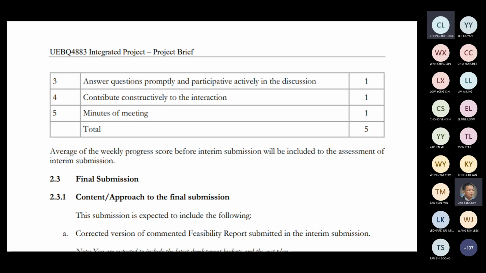So every team, after every studio, you need to prepare the minutes of a meeting. This is for the group mark. So that's why the last one, that's for group. So I would say out of 5 marks here, 4 marks are individual. It seems only the last mark is for the group.